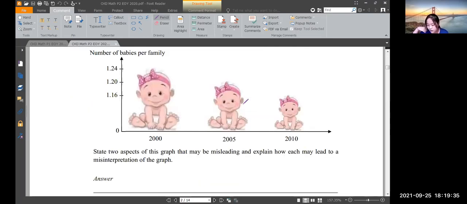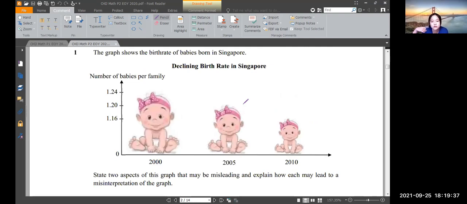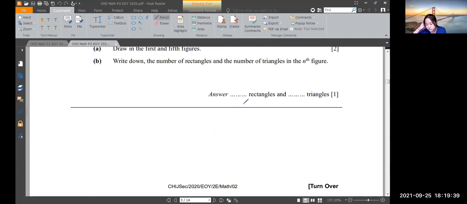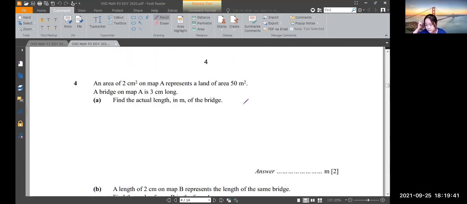Question 4A. Question 4. Okay. Good. This is a very, very common question, and you have to know how to do this question. This question surely comes out, and I think a lot of people get it wrong because of the area, not so much the length. So number 1, an area of 2 cm square on map A represents a land area of 50 meters square. Okay. Good.